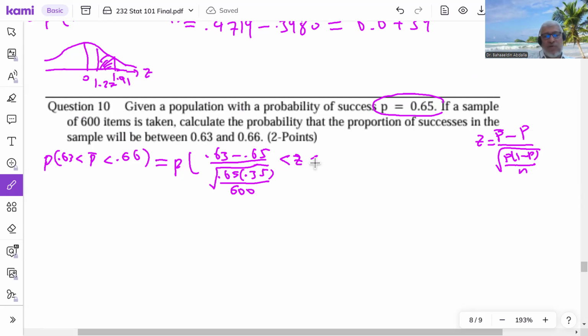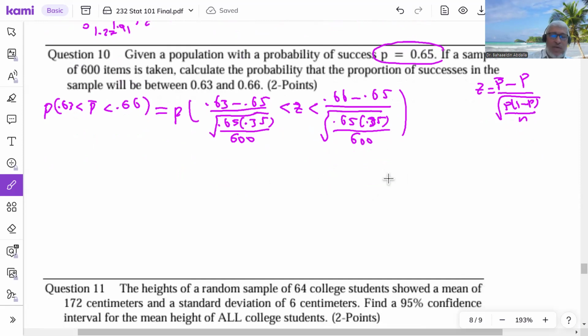When you change p bar to Z, it is less than 0.66 minus 0.65 over the square root of 0.65 times 0.35 over 600. You use the calculator, and round to the first two decimals. It would be negative 1.03 and 0.51.